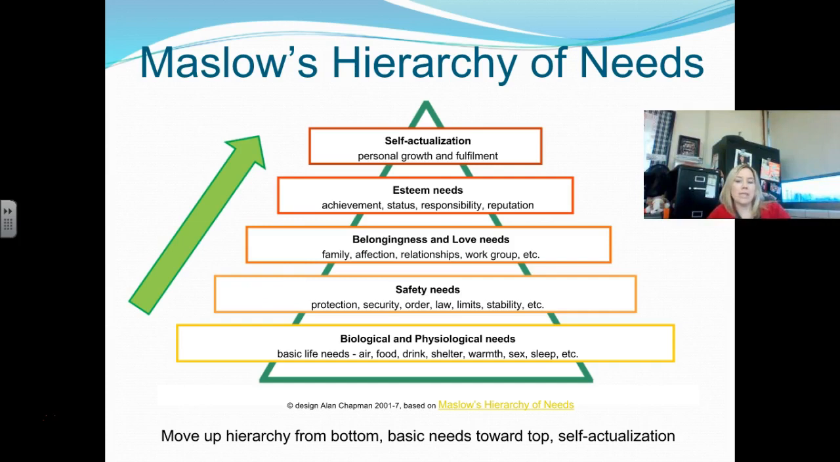And so we all need certain needs that have to be met in a particular order in order to achieve that self-actualized point. So at the bottom is biological and physiological needs, followed by safety needs, followed by belongingness and love, also known as social needs. Then above that is esteem, and then finally you reach self-actualization. You move up the hierarchy from the bottom. Your basic needs are at that level, and then you go up towards the top, which is that self-actualized point.